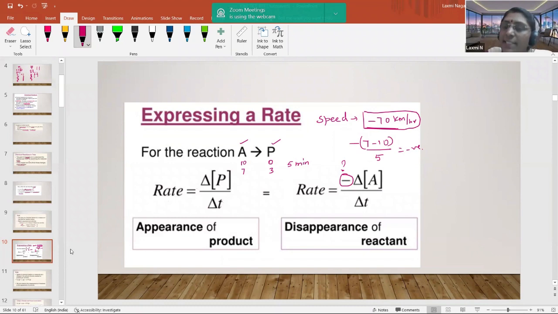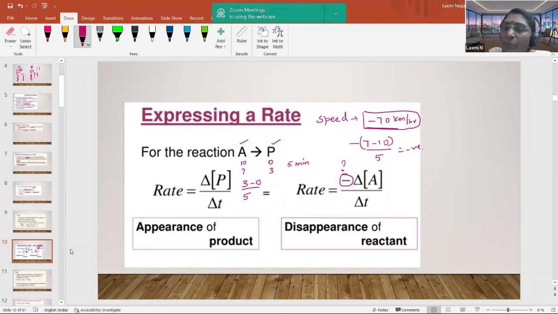So instead of just telling them, whenever you are writing the rate with respect to the reactants, put a negative sign. Whenever you are writing the rate with respect to the product, please write a positive sign. You have to keep telling them that this is 3 minus 0 by 5 minutes, which is automatically a positive value. Whereas here, give them certain values, let them substitute.